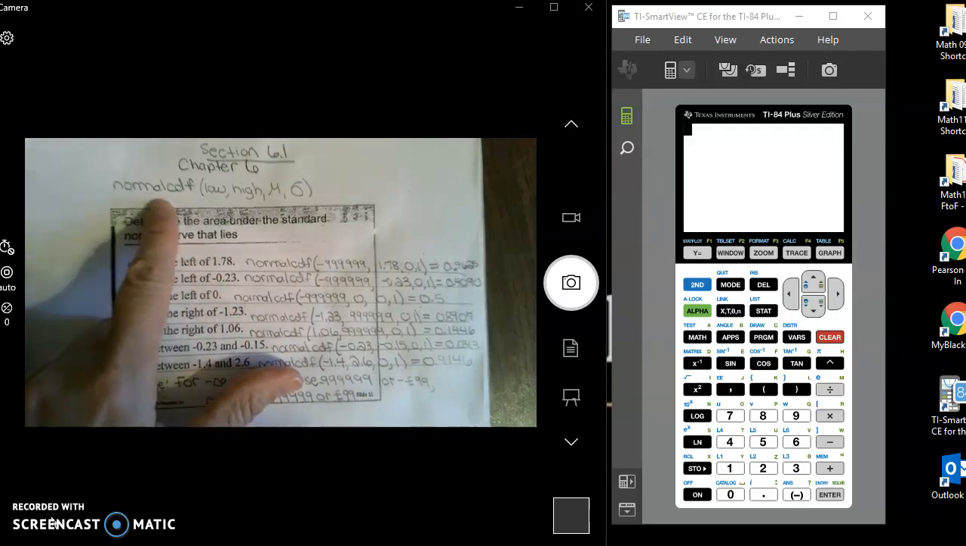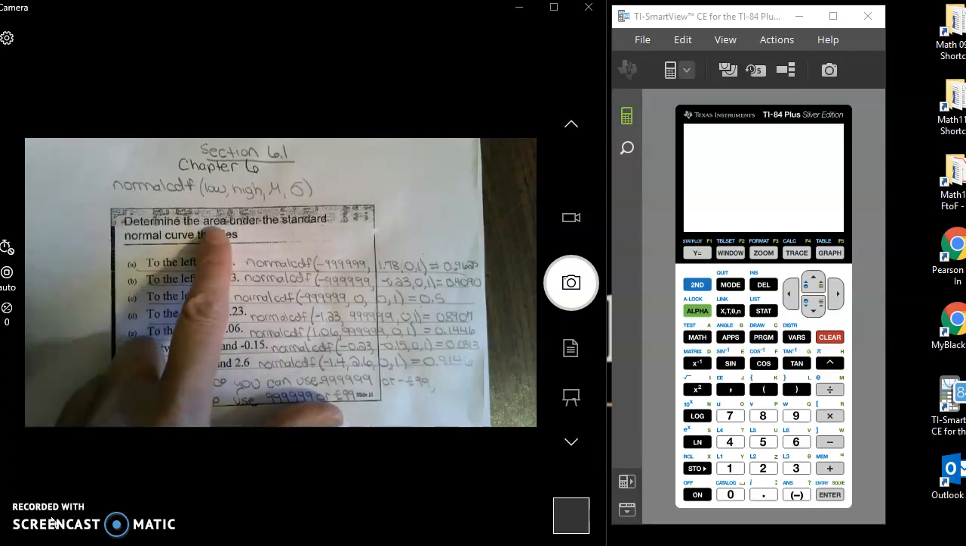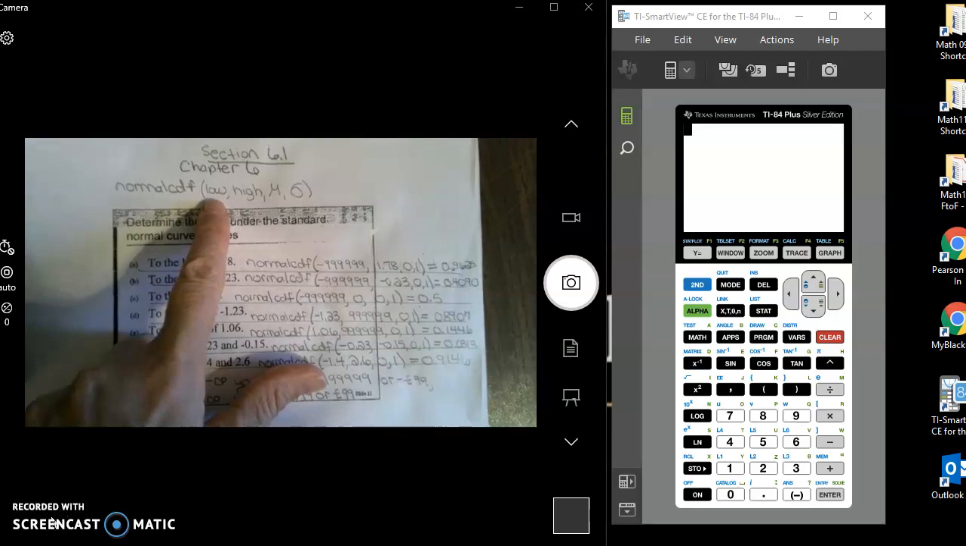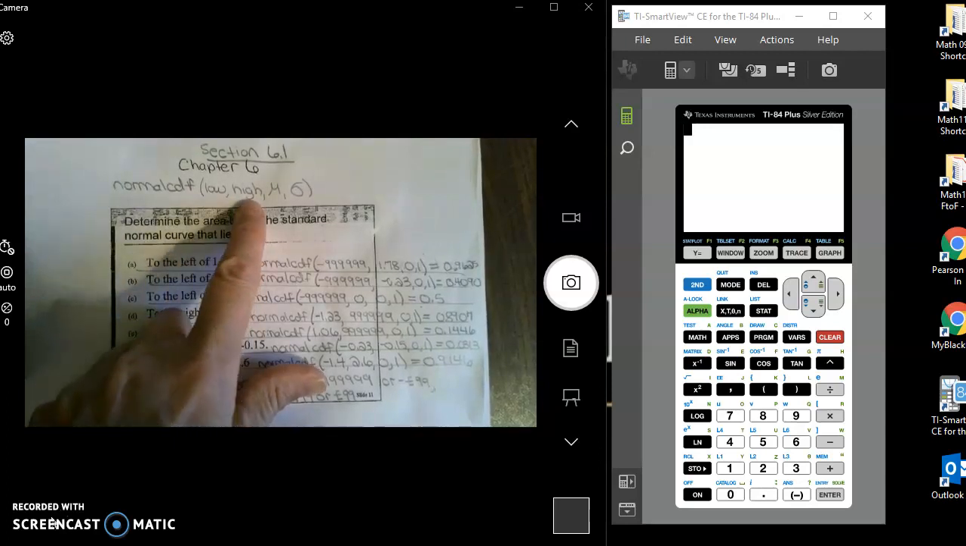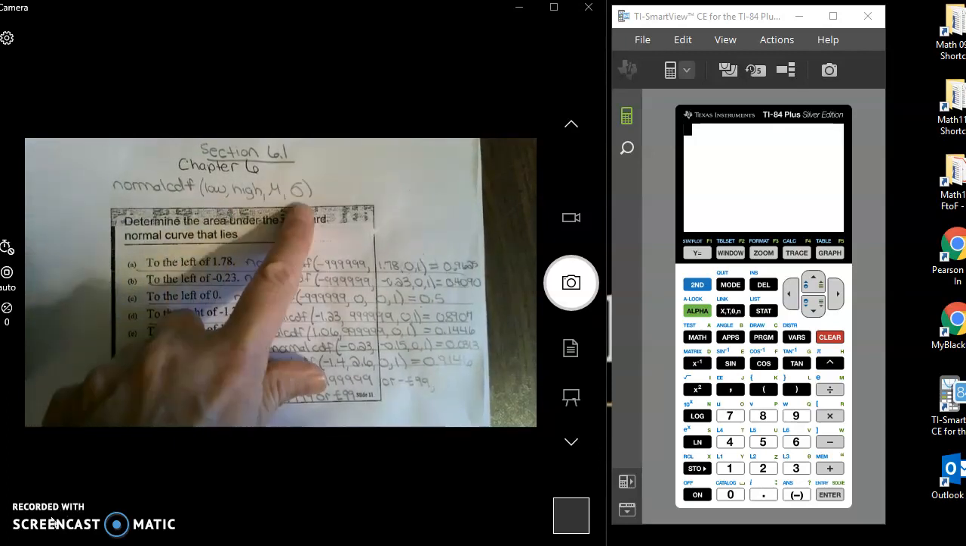This video has to do with the normal CDF. That's whenever you're asked to find a probability, percentage, or area. So these all ask for the area. The main thing you want to do is put the left value or the low value, the high value, the mean, and the standard deviation.